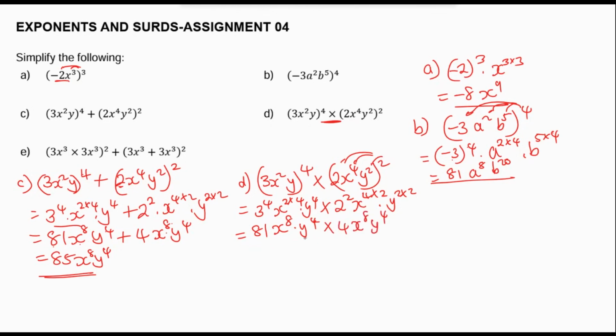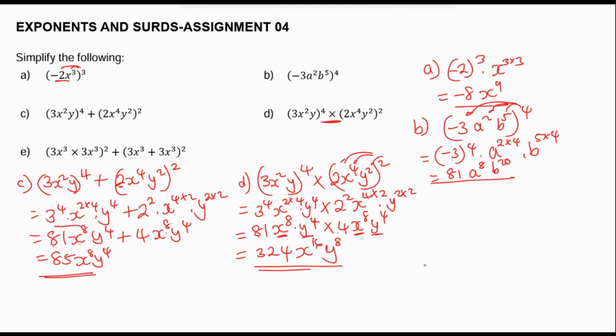Now we are multiplying here. That's the difference between these two, C and D. So 81 times 4, that is 324. And then x to the power 8 times x to the power 8, we add the exponents. When multiplying powers with the same base, add the exponents. So it's x to the power 16, and then y to the power 4 times y to the power 4, again add the exponents. So it's y to the power of 8. So that's the answer there.